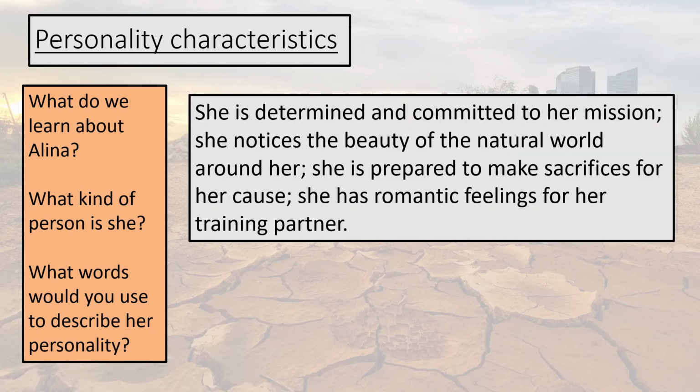What I noticed was that she was determined and committed to her mission. There were definite points in that extract where she could have got distracted or she could have given up, but actually she is determined to see it through and do what she has committed to. She notices the beauty of the natural world around her, and we get that through her first person narrative when she's talking about the view outside and how she wishes she was there. And she's prepared to make sacrifices for her cause, because she talks about how she quite fancies the guy that she's on a mission with, but she knows that she can't do anything about it because that's not the way that the organisation runs, and she's prepared to make that sacrifice.